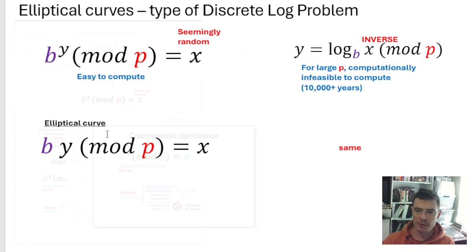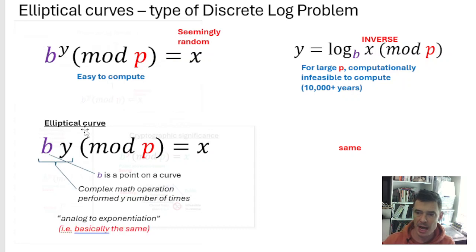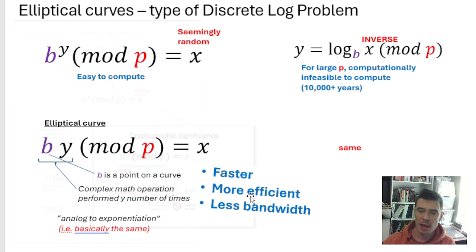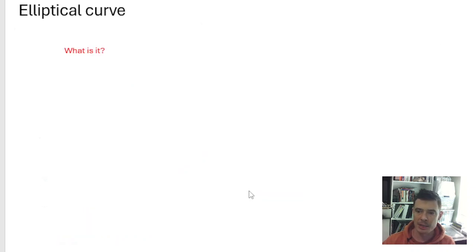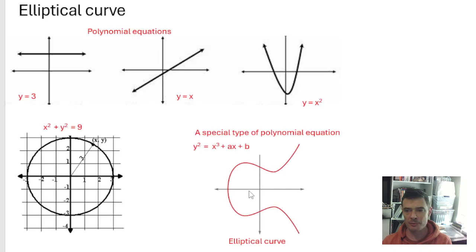And the elliptical curve is just more of a general type of accomplishing the exact same thing. And we're gonna go over how, and we're gonna show the advantages of why the elliptical curves also came to be. So starting at the beginning, what is an elliptical curve?